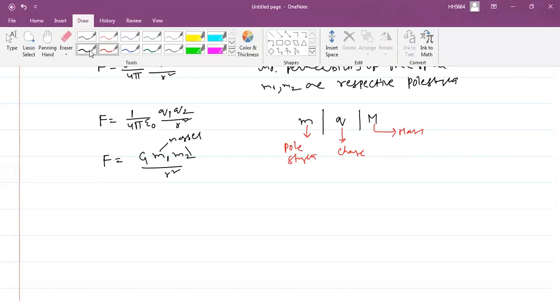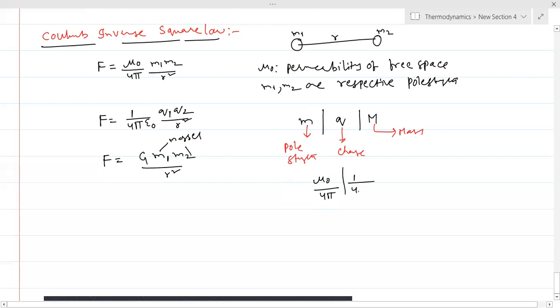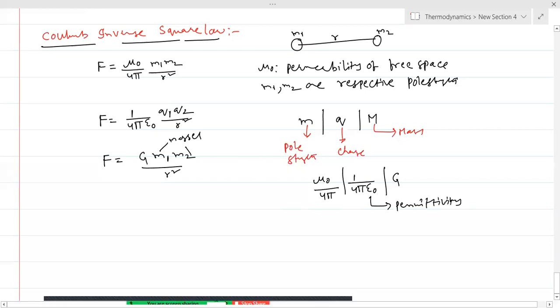And similarly, we have the common terms between their respective constants. Mu naught by 4 pi is replaced by 1 by 4 pi epsilon naught in the chapter electrostatics, and it is replaced by G in gravitation. And we know epsilon naught is nothing but permittivity.